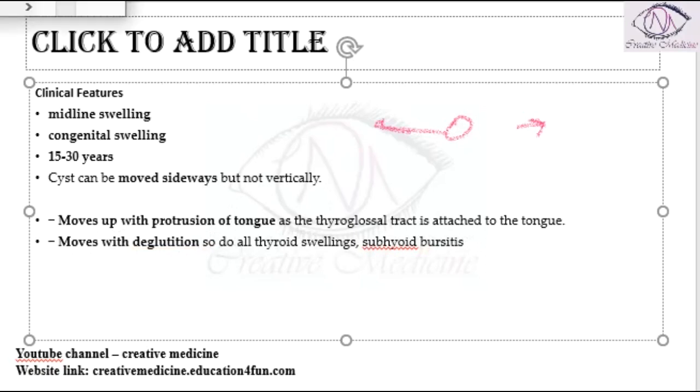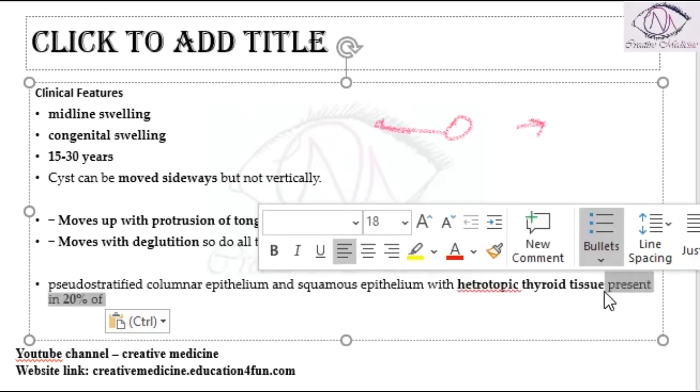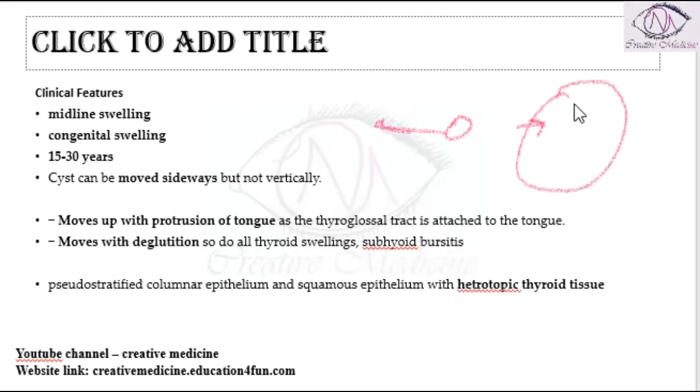This cyst is lined by pseudostratified columnar epithelium along with the squamous epithelium also. So this is present in the heterotopic rest of the tissue.